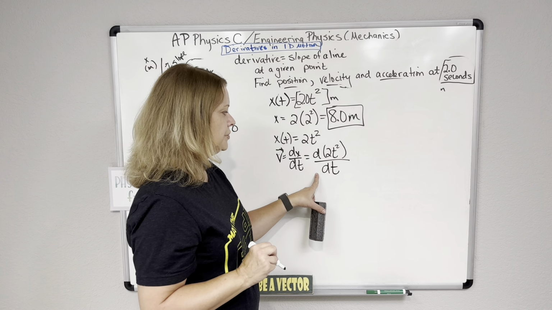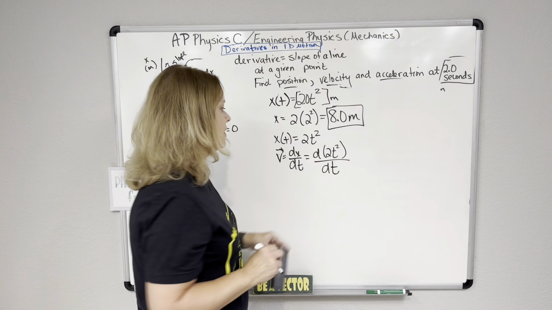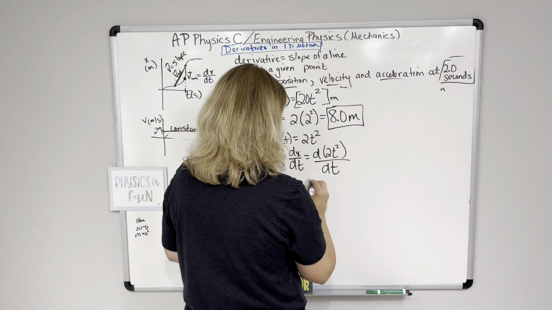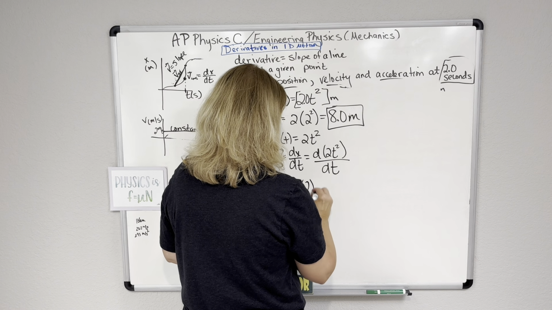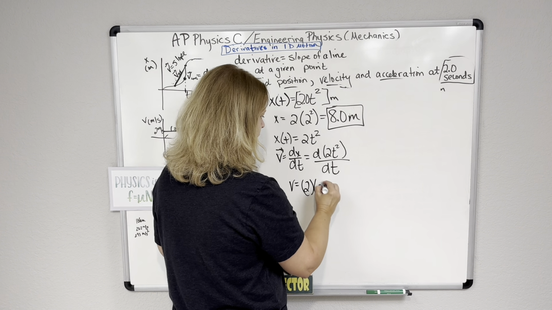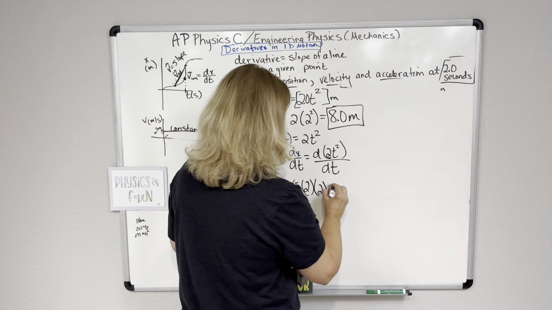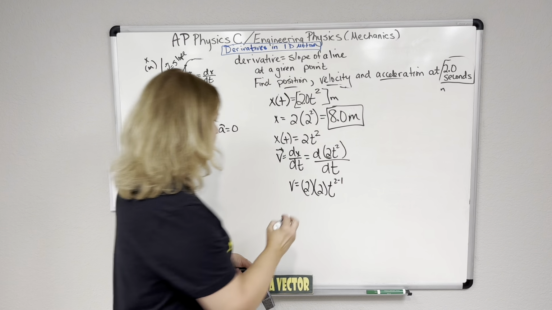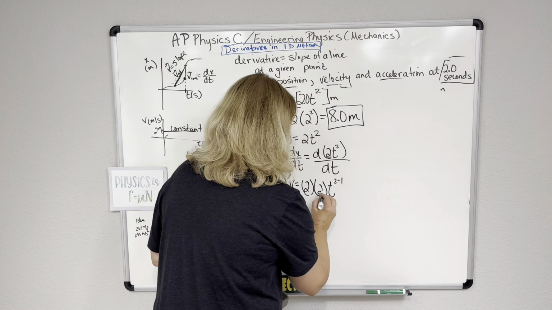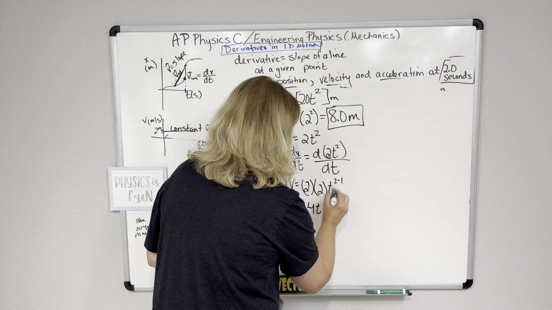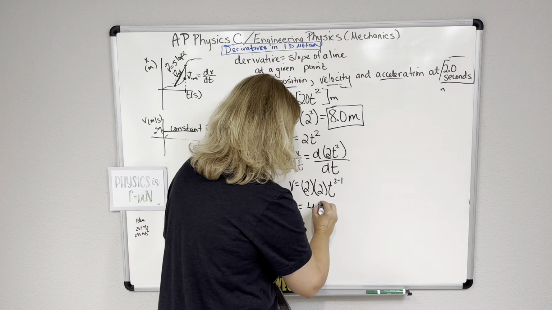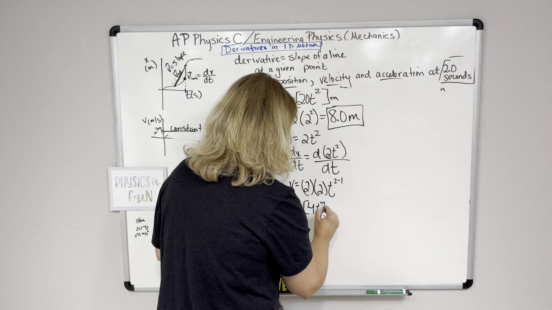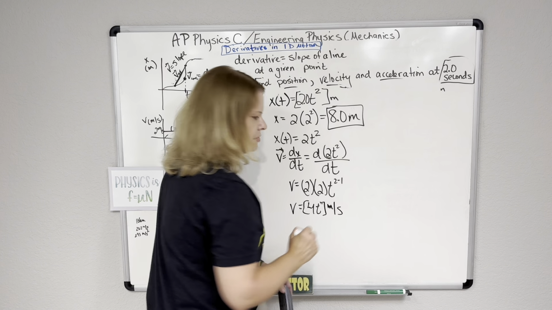Now, this is a power rule again. I'm going to bring the exponent 2 down. I already have a 2 here, and then I'm going to take that t and subtract 1 from the exponent. So my velocity is going to equal 4t, and 2 minus 1 is just the 1, and we're going to leave that off and just put 4t. I'll put a little bracket around it to make sure you know that's meters per second.